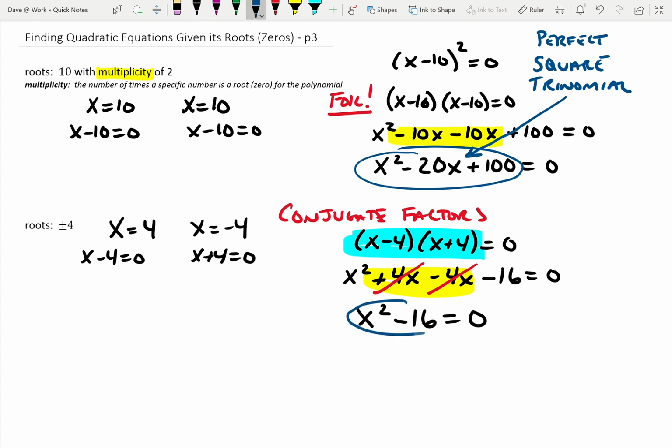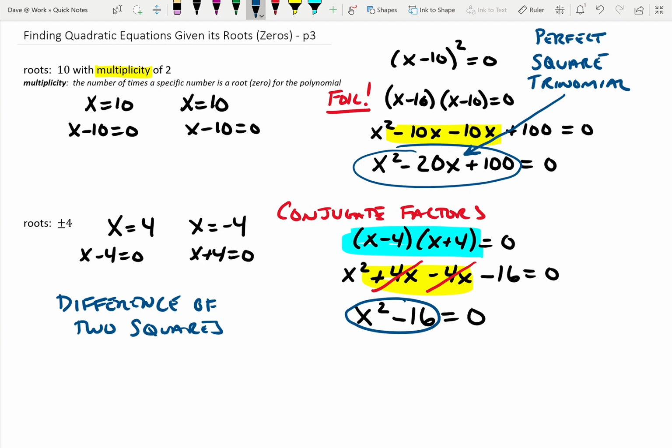If we look at the expression x squared minus 16, this is known as the difference of two squares. Why is that? Let's look at the x squared. X squared is really x being squared. All right, not too hard there. But when I subtract, hence the word difference, I can think of 16 as 4 being squared.